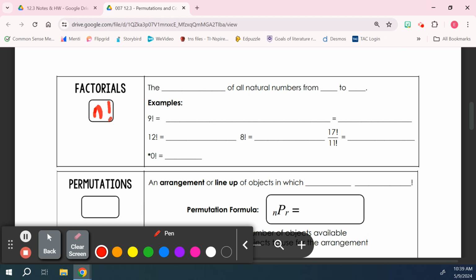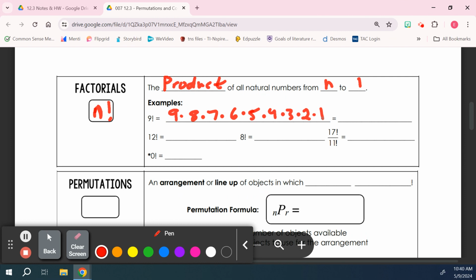So in this case, it's the product of all natural numbers from n to 1. So for example, if we have 9, we're going to have 9 times 8 times 7 times 6 times 5 times 4 times 3 times 2 times 1.